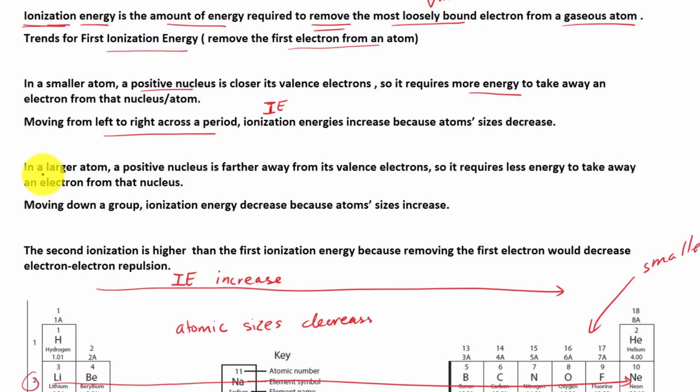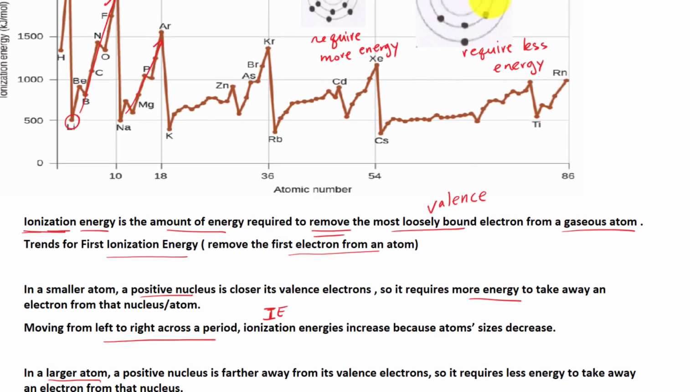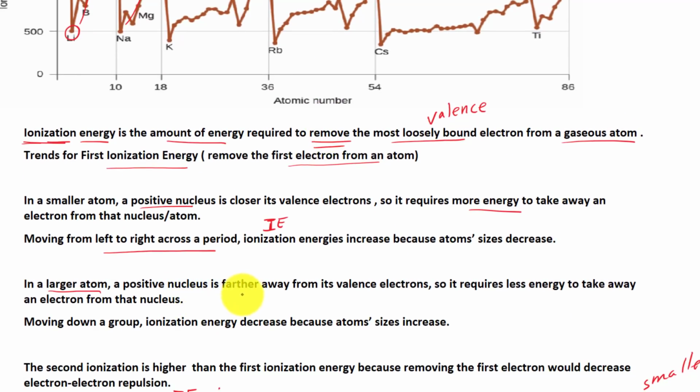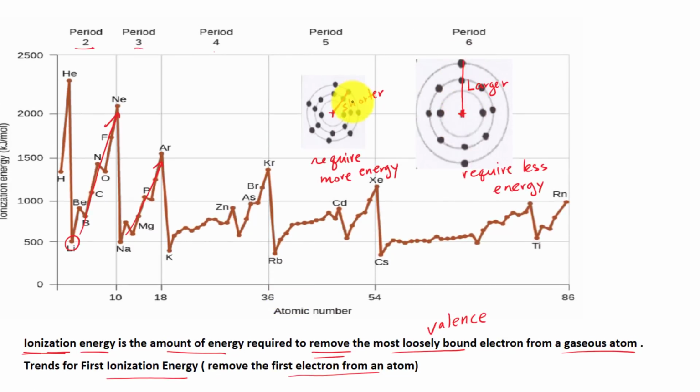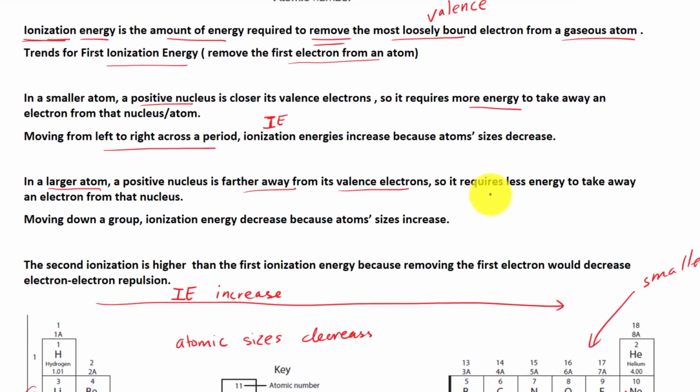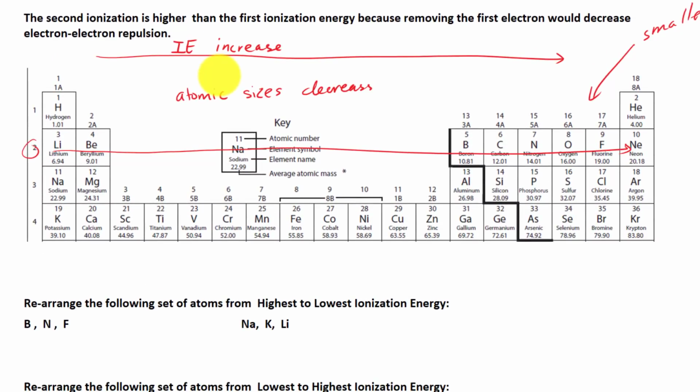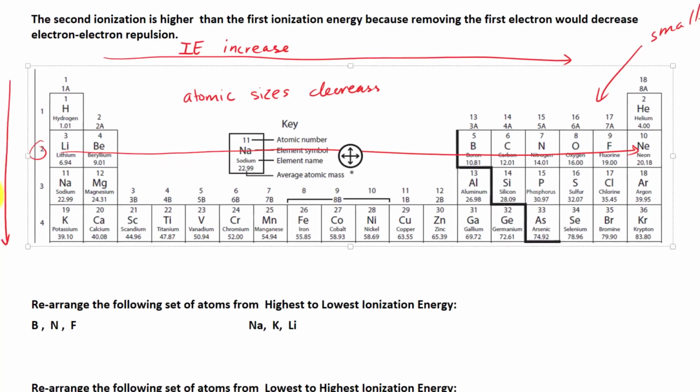Now, in a larger atom, which we observe here, a positive nucleus is farther away from its valence electron, which we observe there. This distance to here is a lot farther away compared to the small size atom. So it requires less energy. And that's because the proton from all the way inside couldn't attract the outermost electron as strongly, making it easier to take away an electron from that nucleus or atom. So if that's the case, remember in the back of the day when we go down the periodic trend, right? The atomic size increases.